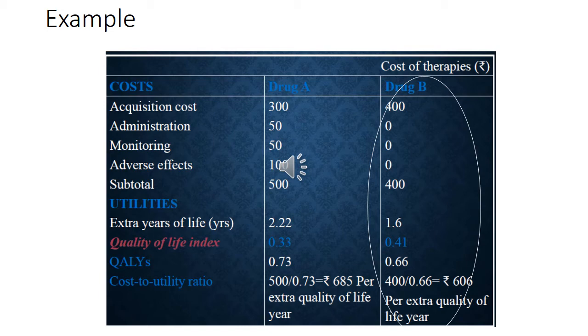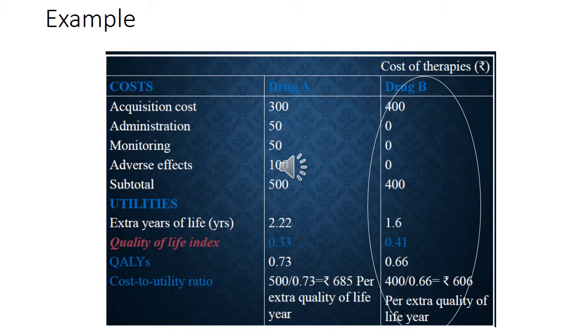Drug A has lower acquisition cost, that is the lower purchase cost. However, drug B, if you see, it has less adverse effects. So the cost on adverse effects for drug B is 0. So if you compare the subtotal cost on drug A and B, you will find that the total cost for drug B comes out to be lower than drug A.